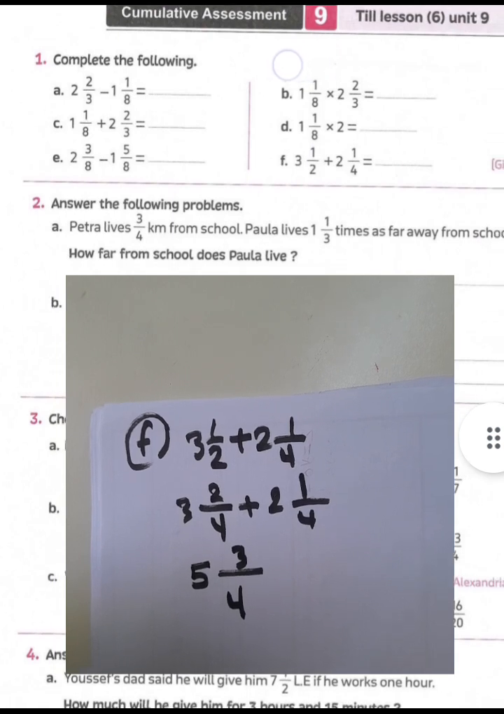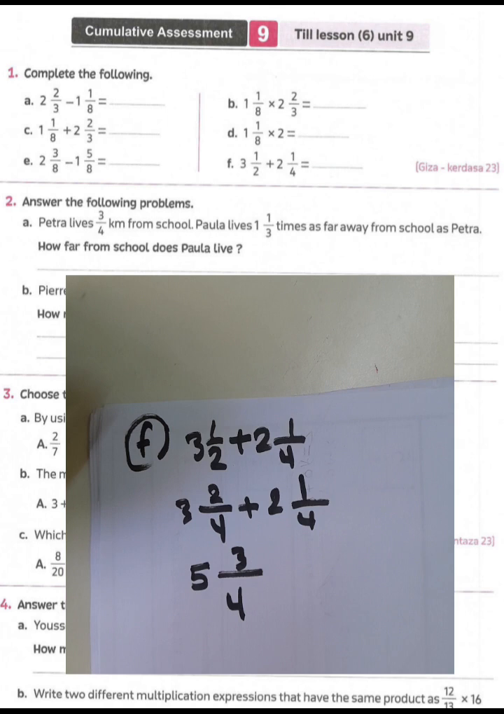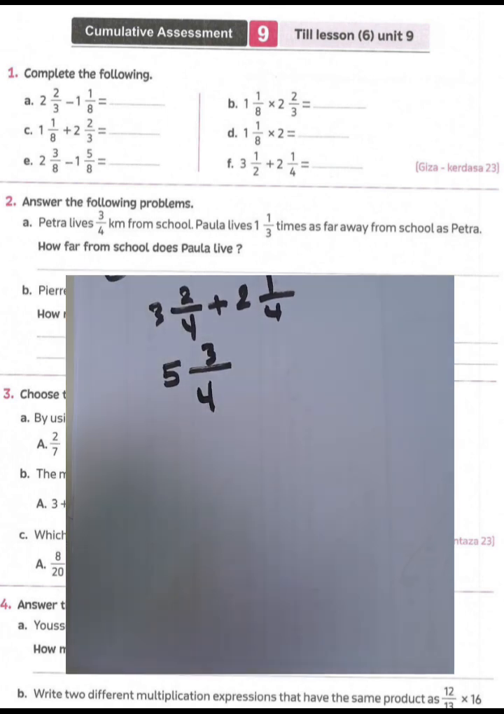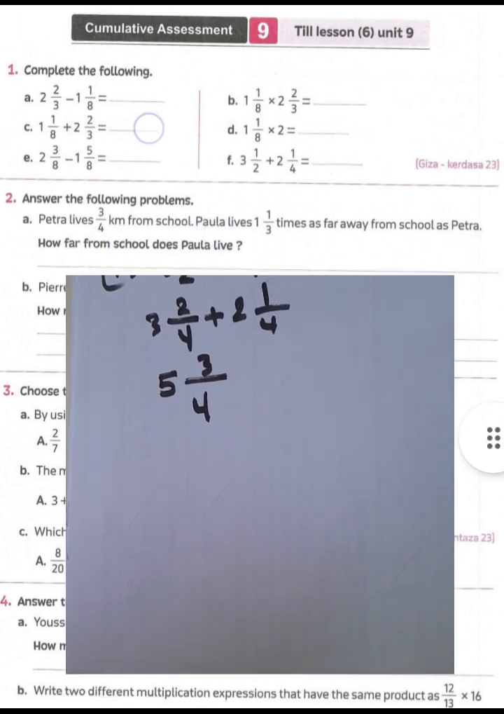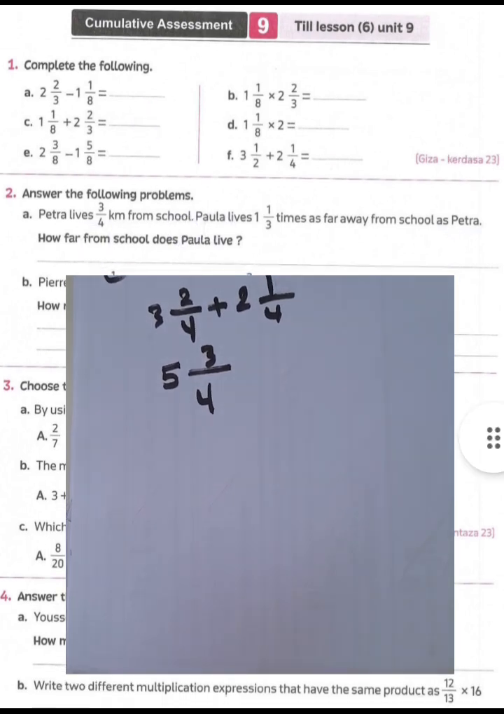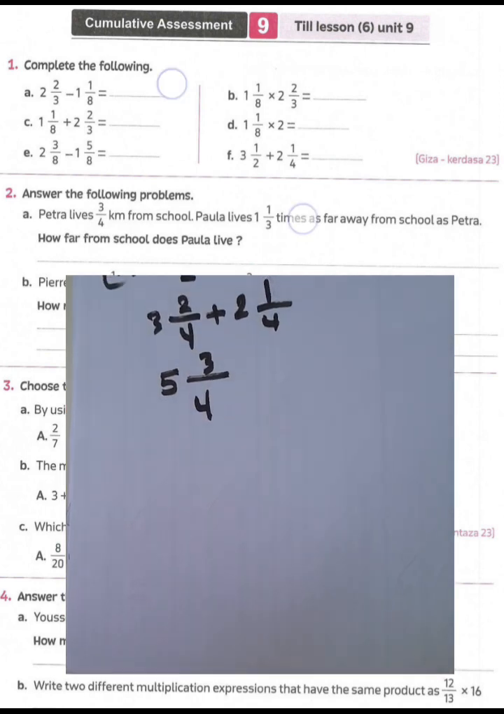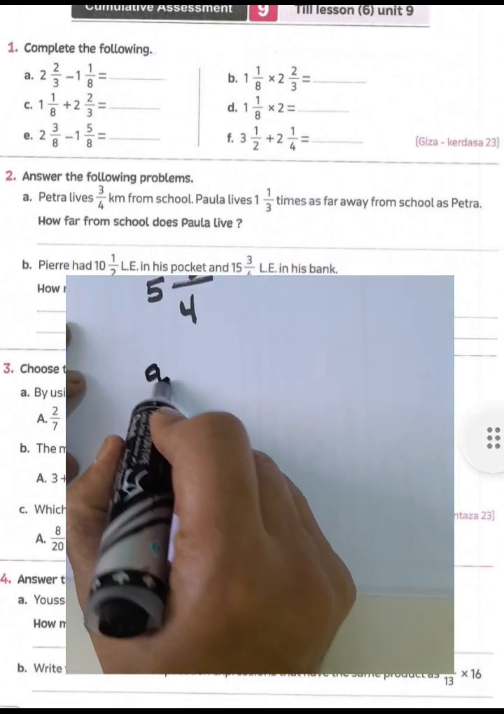Next question, number 2. Petra lives 3/4 kilometers from school. Paula lives 1/3 times as far away from school as Petra. How far from school does Paula live? Okay, he tells us Paula lives 1/3 times. Times means multiplication. What does this word mean? Multiplication. Times means multiplication.